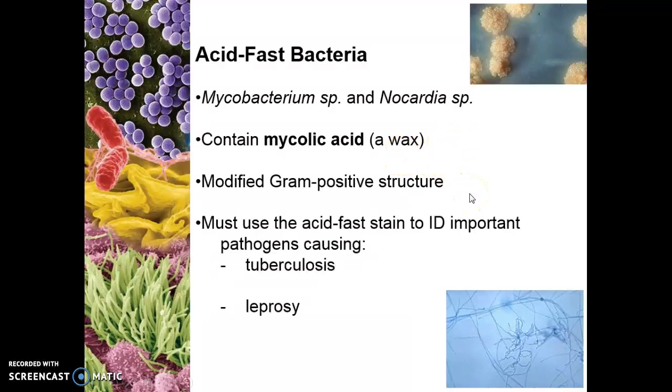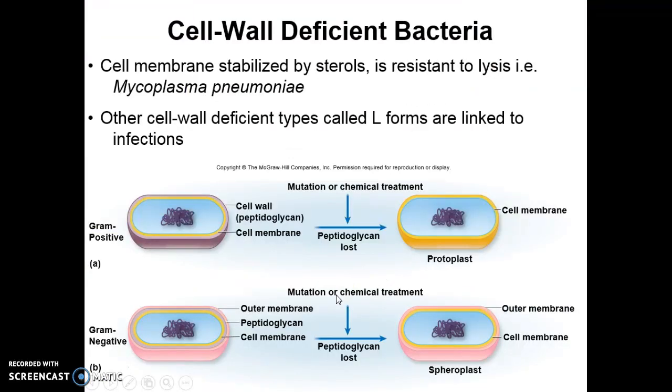You do a decolorizer stain, but once that mycolic acid cools down after it's been heated, nothing's going to wipe or decolorize that initial stain. And so if a cell is acid-fast, then it's always going to show up the color that was used while heat was being applied to the cell. So very important to identify these organisms.